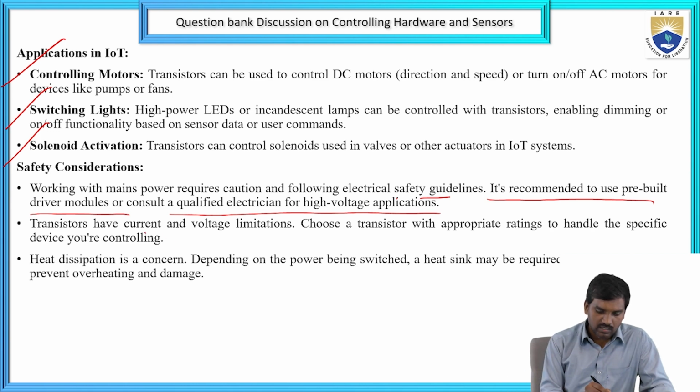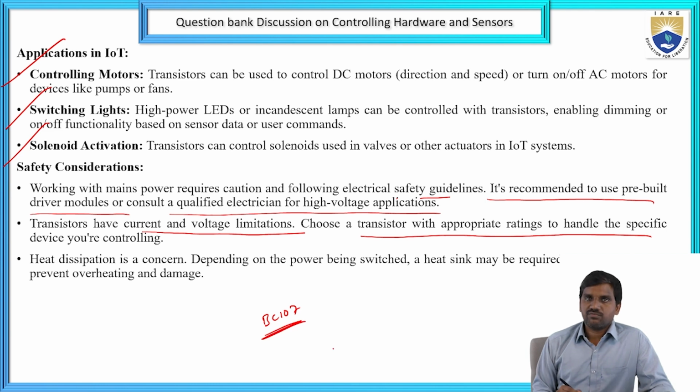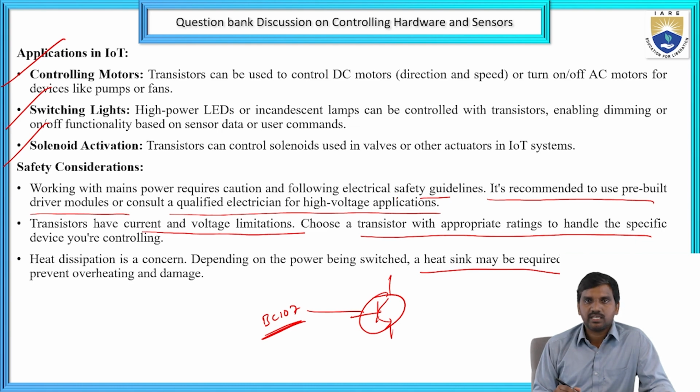Transistors have current and voltage limitations. Choose a transistor with appropriate ratings to handle the device you are controlling. So for this development, just BC 107 is enough for us. As per my knowledge, BC 107 is enough. This is the transistor we may use in our laboratories also, BC 107 series number. Heat dissipation is a concern. Depending on the power being switched, a heat sink may be required on the transistor to prevent overheating and damage.